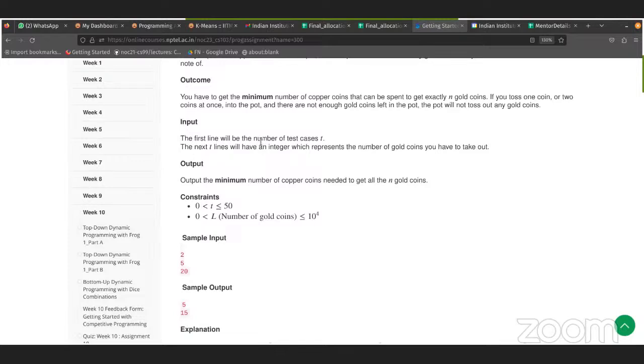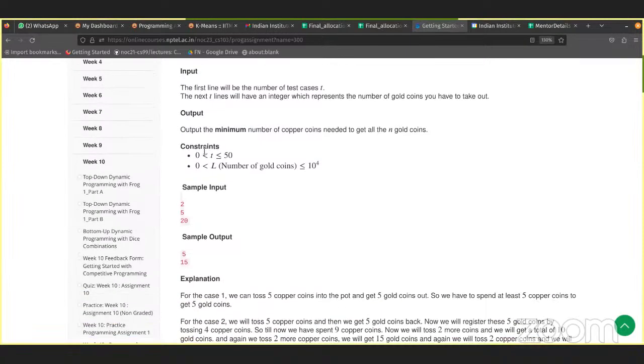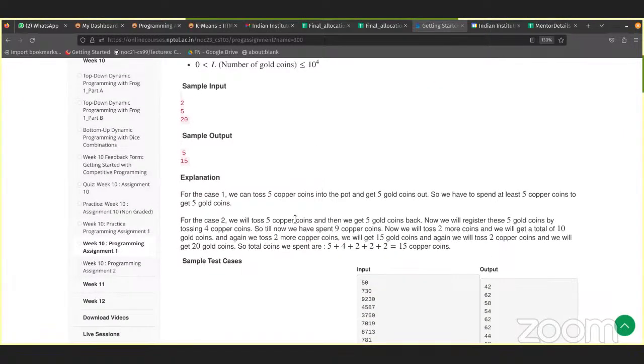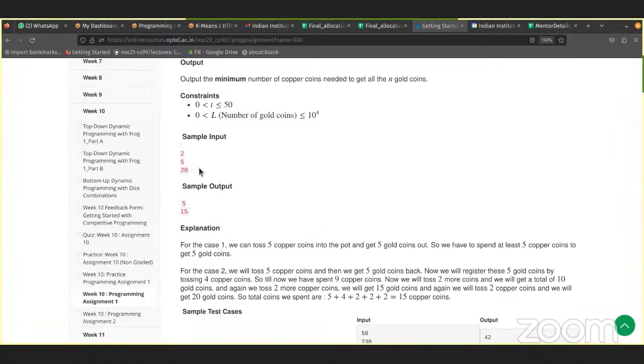The first line will be the number of test cases t, and the next t lines will have integers which represent the number of gold coins that I have to take out. And we have to get the minimum number of copper coins needed to get all the n gold coins. The constraints are very clear. The test cases will be 0 to 50, and the number of gold coins will always be 10 to the power 4 at maximum. So let's see the sample input.